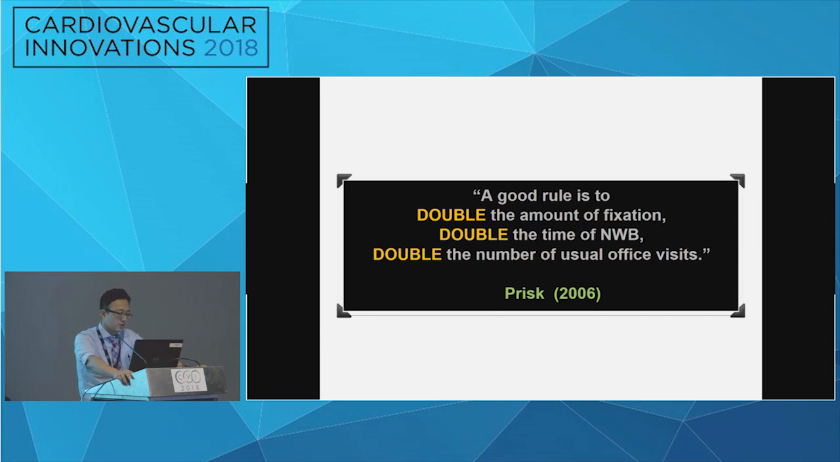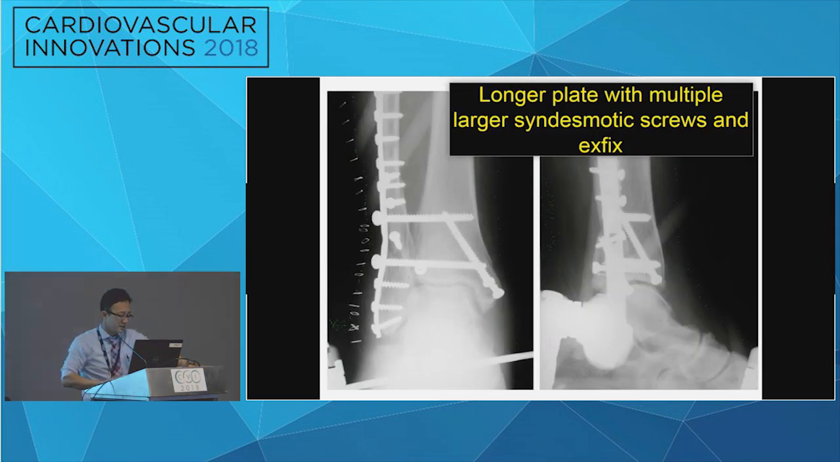So a lot of times when I go to the surgical conferences, they talk about double the amount of fixation, double the time of non-weight bearing, and double the time of the office visits. But when you look at just my data, doubling all those things doesn't help. It doesn't reduce the time for surgery; you actually take more time to put more hardware in there. It won't reduce the A1C level, and it won't reduce the neuropathy. So this statement is not really evidence-based.